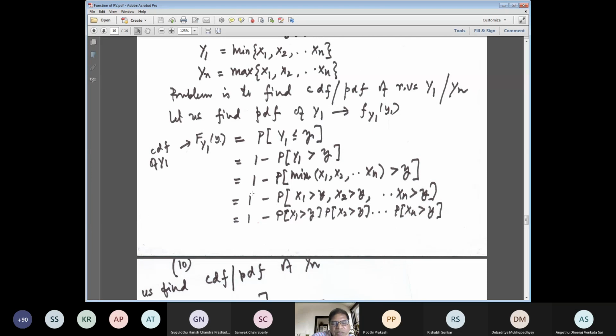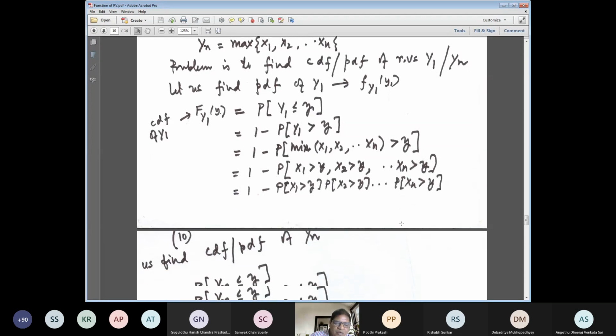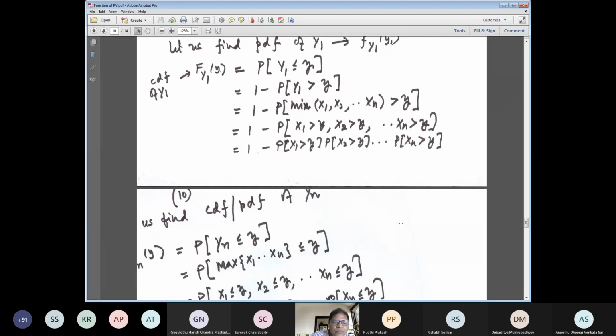Using that concept, we have written X1 will be greater than y, X2 will also be greater than y, Xn will also be greater than y. And since they are independent, we can write the probability of X1 greater than y, X2 greater than y, Xn greater than y.